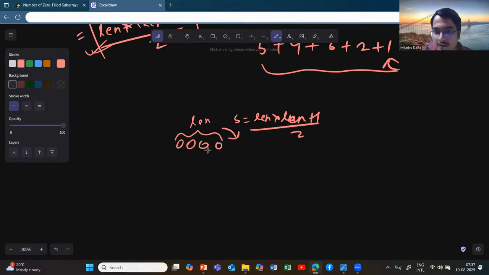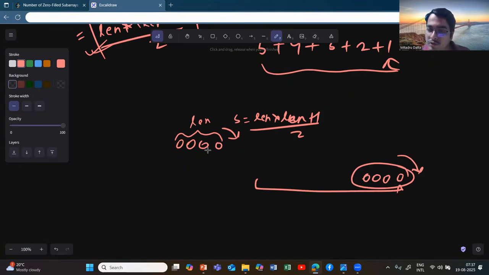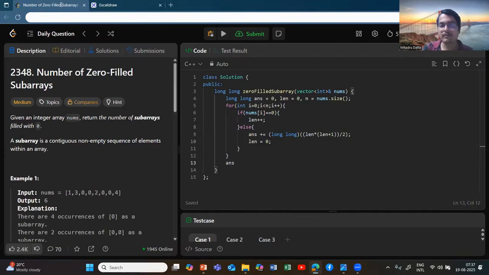But what if this chunk of 0 is the whole array, or is occurring at the end? Then you will not get any other element by which you can take the account of this last chunk. So after you have finished iteration, you just add one more time this thing to your answer. If the length is remaining something other than 0, then you just add it one final time, and you just return answer. So that will be all, I guess.